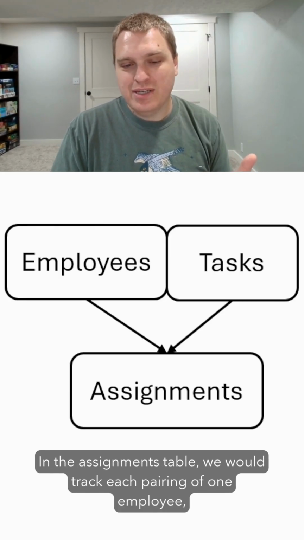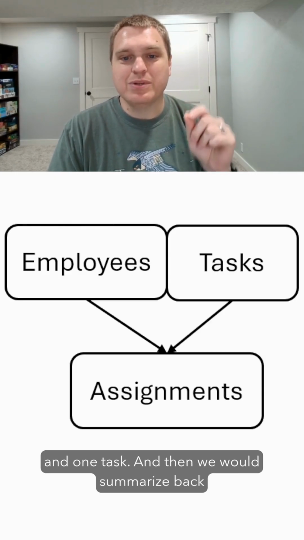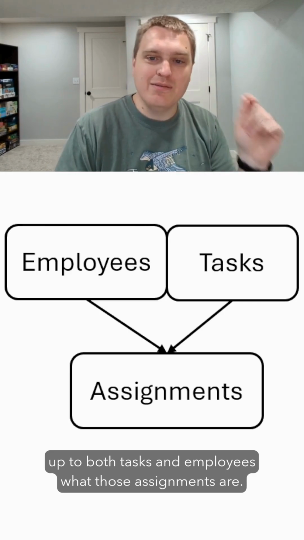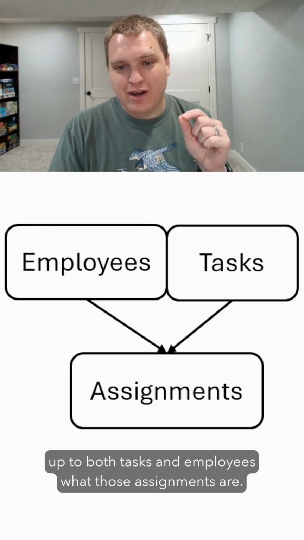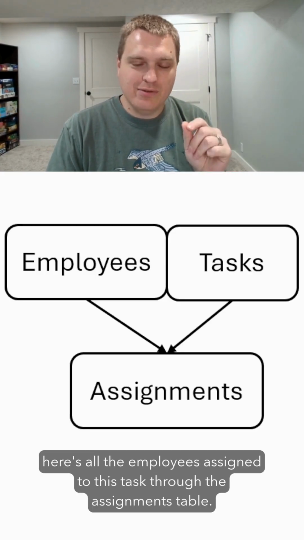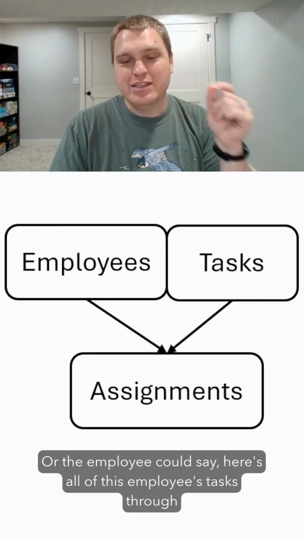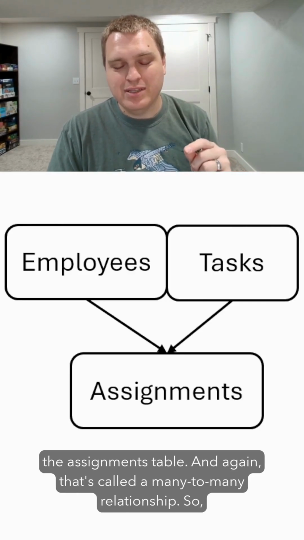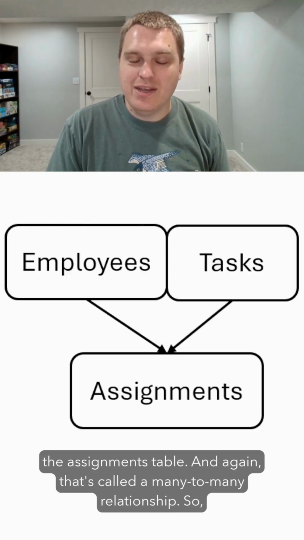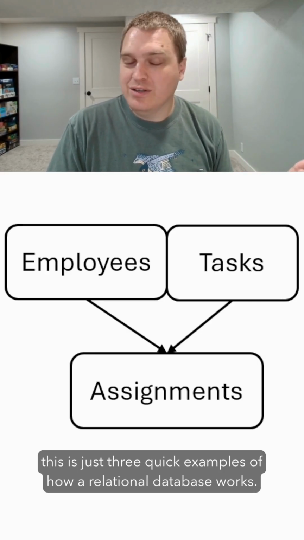In the assignments table, we would track each pairing of one employee and one task, and then we would summarize back up to both tasks and employees what those assignments are. So a task could say, here's all the employees assigned to this task through the assignments table, or the employee could say, here's all of this employee's tasks through the assignments table. And again, that's called a many-to-many relationship. So this is just 3 quick examples of how a relational database works.